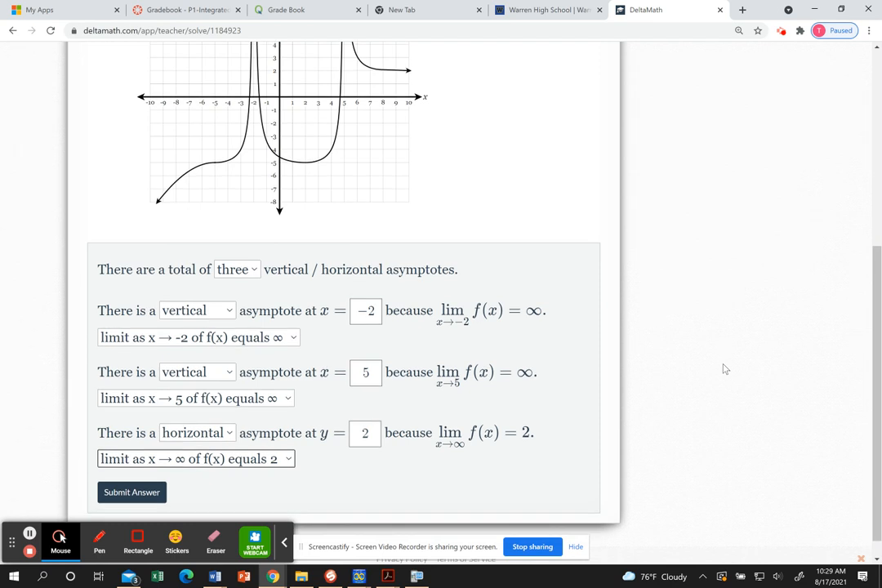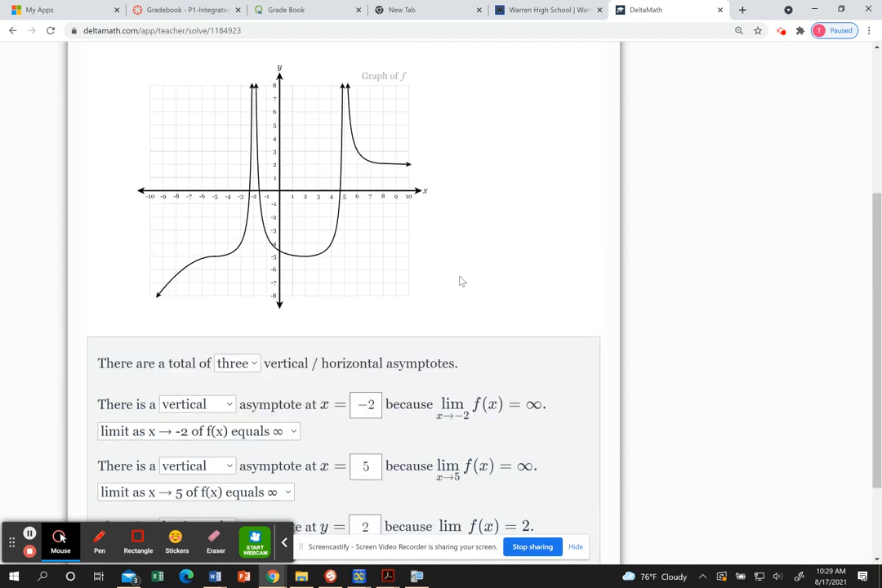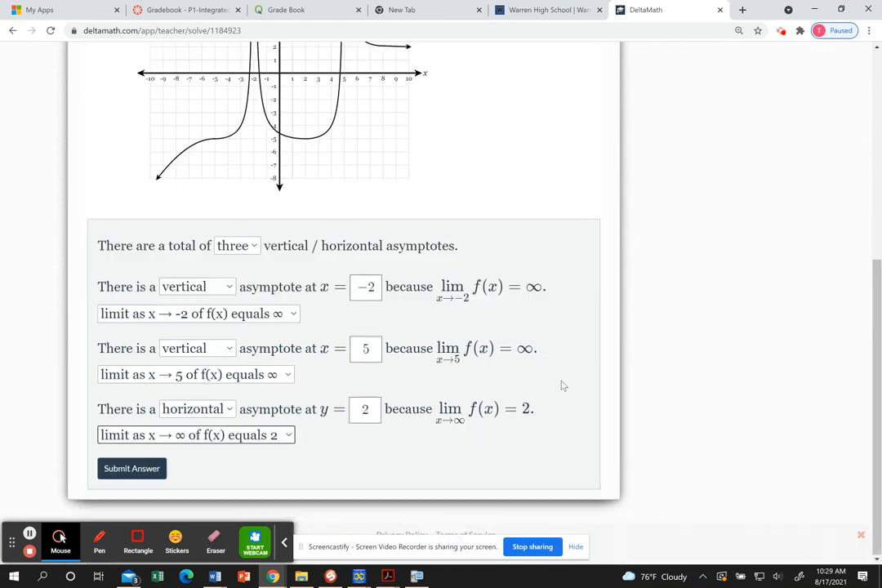All right, so I'll give you time to look at what we have, because it looks like there's a vertical asymptote here, here, and there. So we should just add 3.